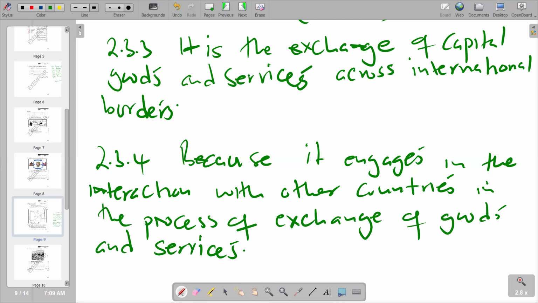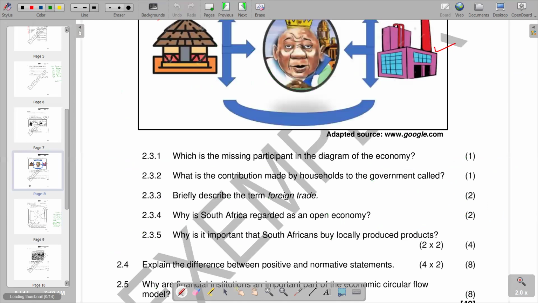It interacts freely with other economies around the world. So it's another alternative that we can give there, that it interacts with other countries in the exchange of goods and services, and it interacts freely with those countries. So that becomes the description that we can give in terms of why we can regard South Africa as a part of the open economy.